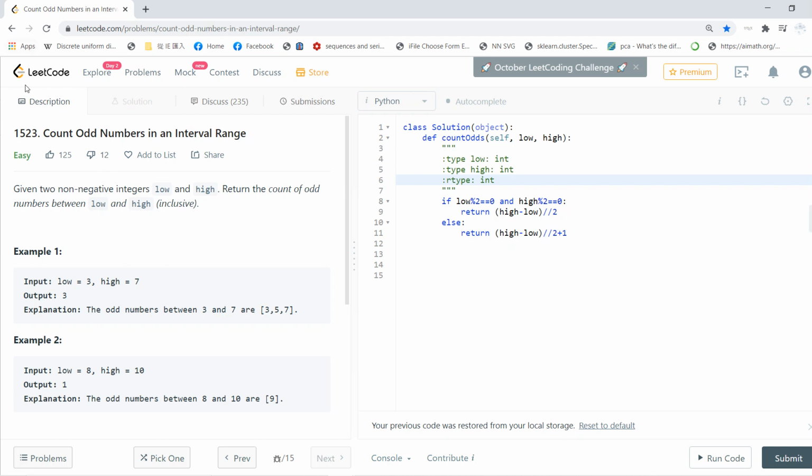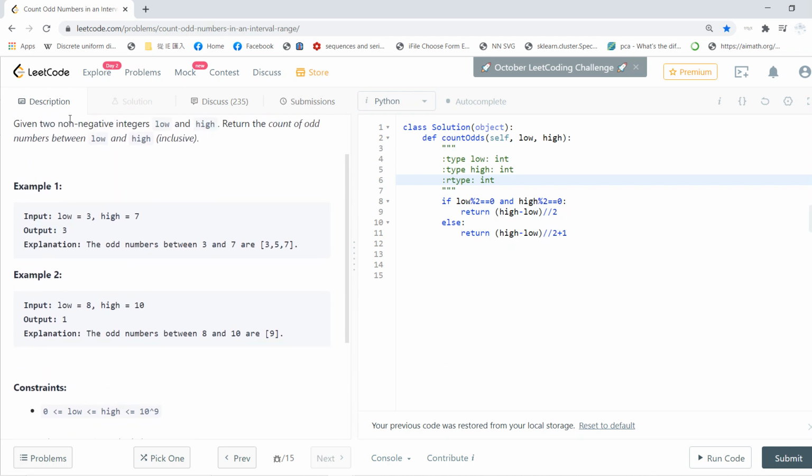Count odd numbers in interval range. Given two non-negative integers low and high, return the count of odd numbers between low and high. So for 3 to 7, you just count 3, 5, 7, and for 8 to 10, you only have 9. So you return 1 in that case, and 3 in the other. Okay, so we can just see the solution.